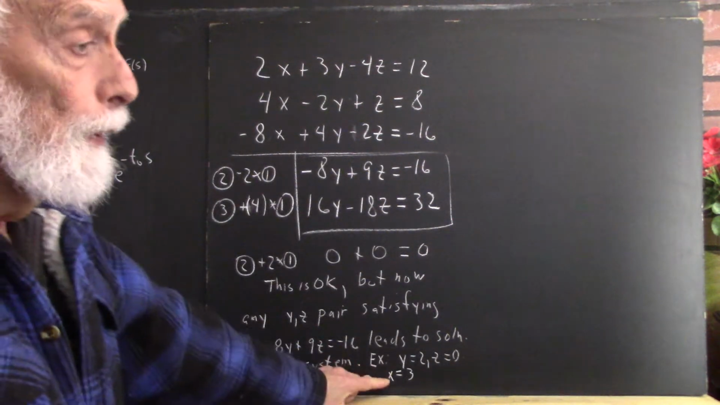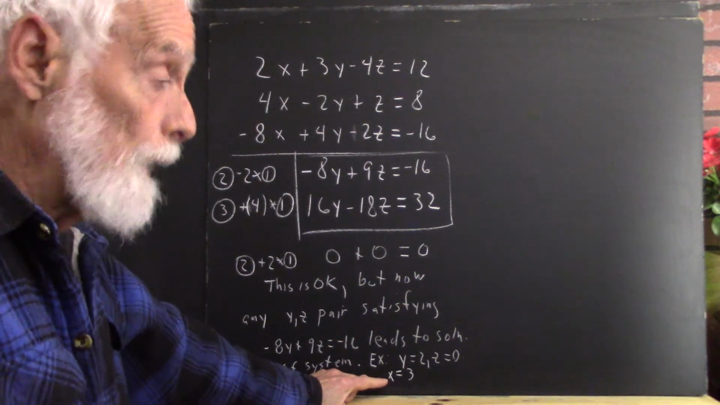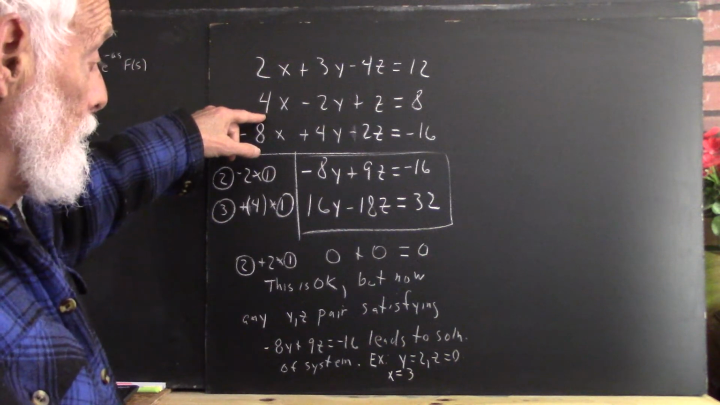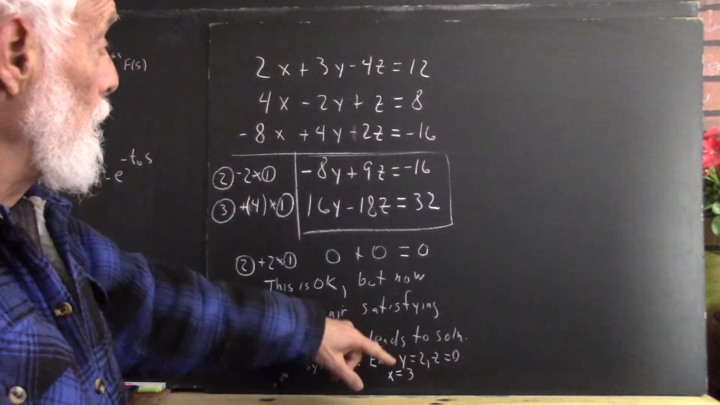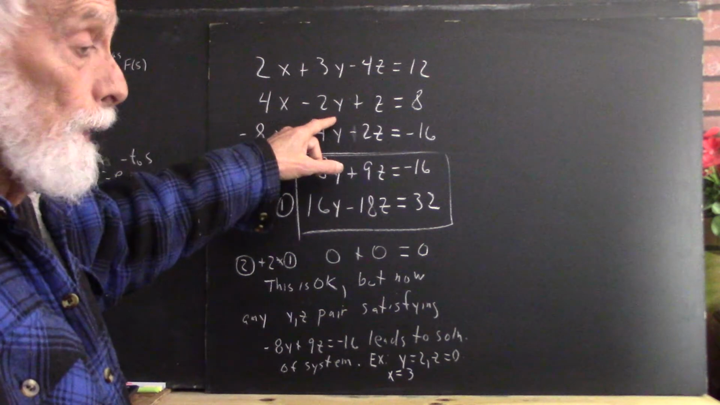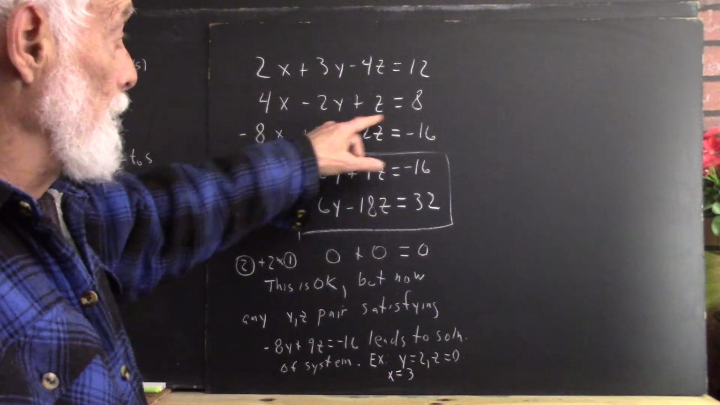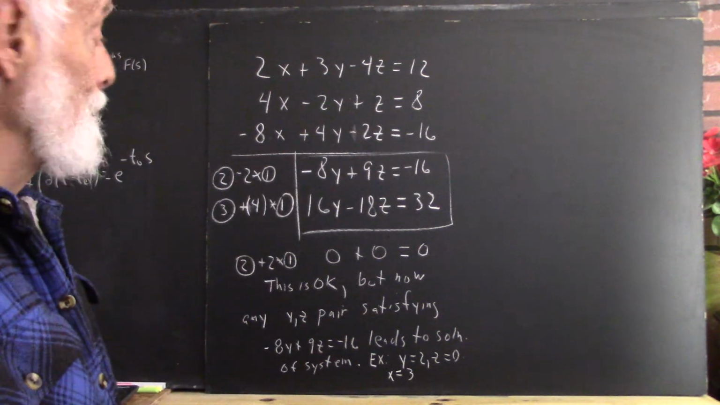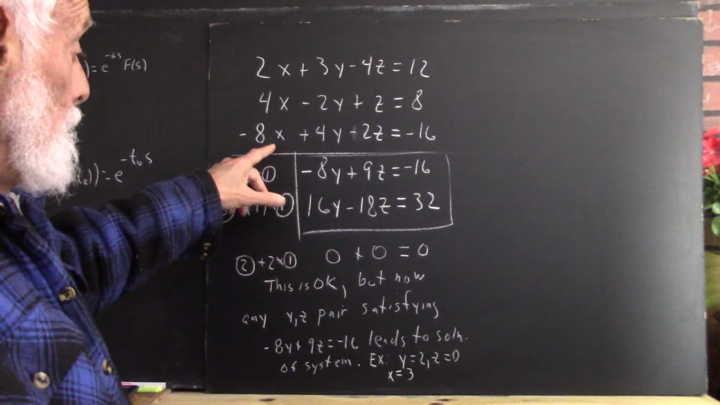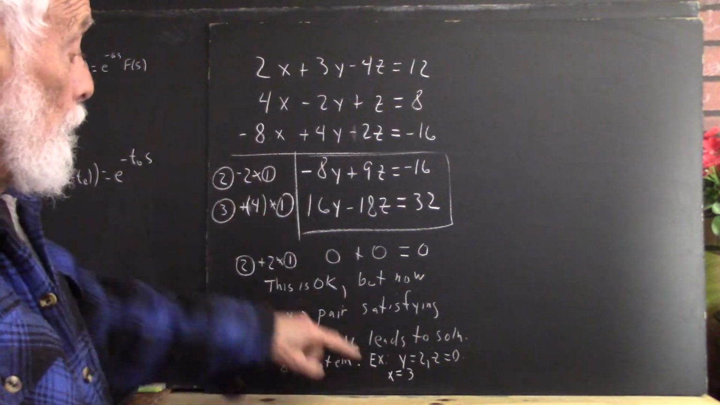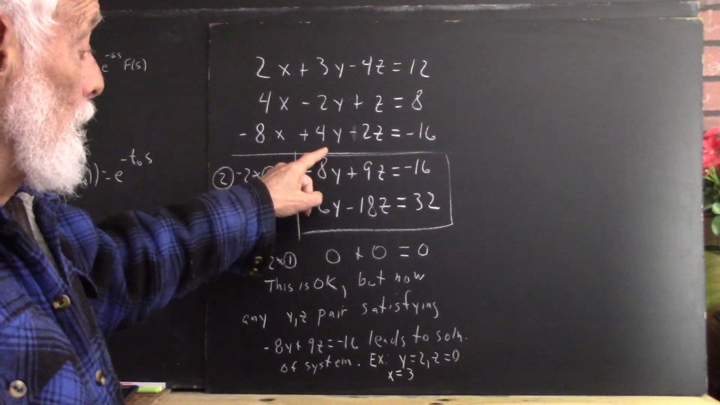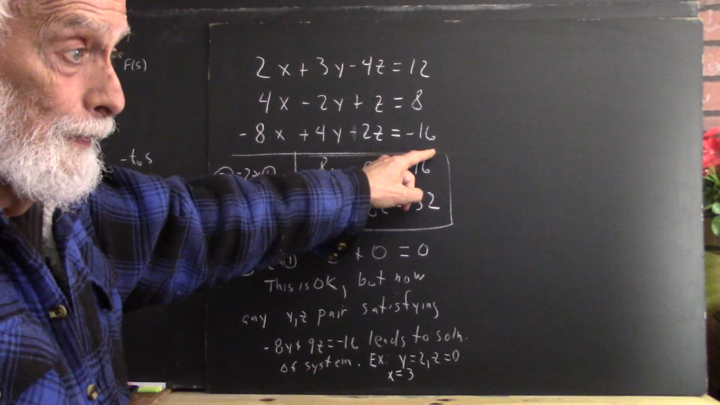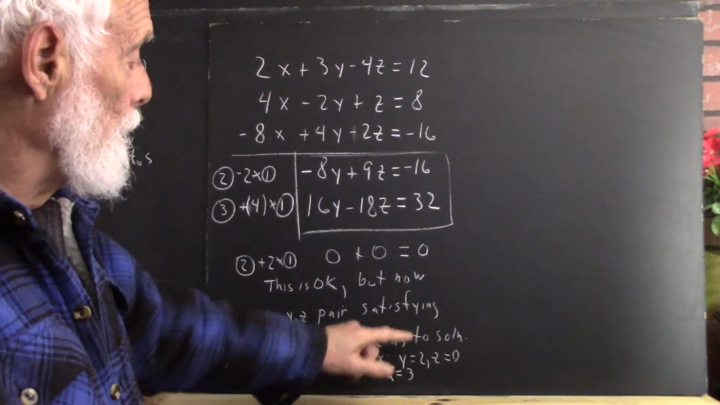So x equals 3, if I did that right in my head, let's check that out. If x equals 3, 4x is 12. Negative 2y, if y equals 2 is negative 4. 12 minus 4 is 8. Z is 0, you get 8. Okay? And it'll work out here too. You're going to get negative 24 if x equals 3, 8 if y equals 2. Negative 24 and 8 is negative 16. Okay? So there's one solution.